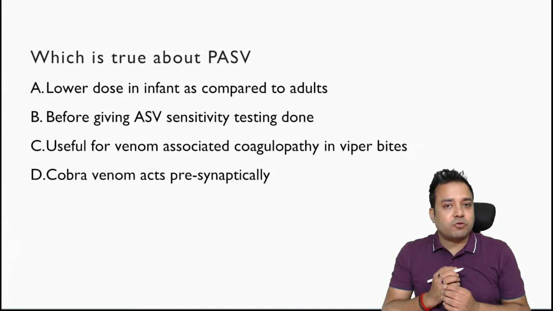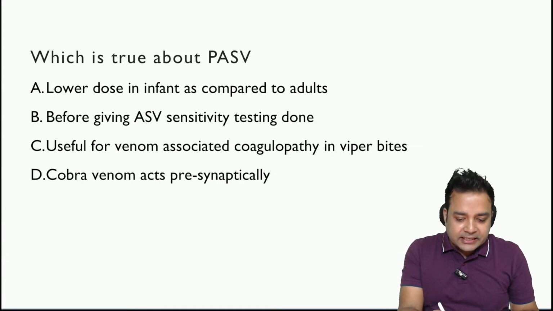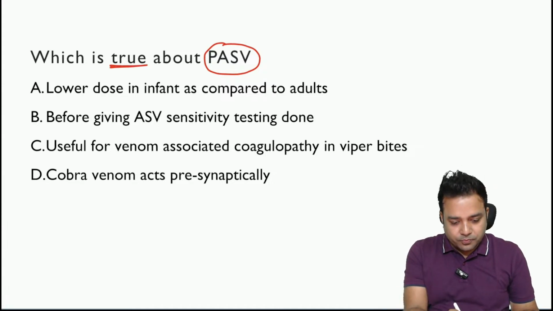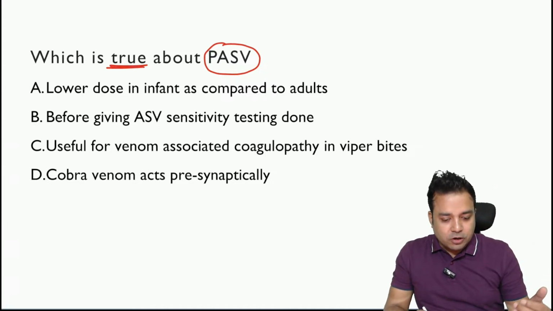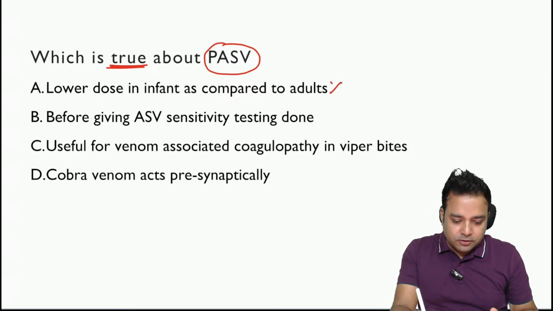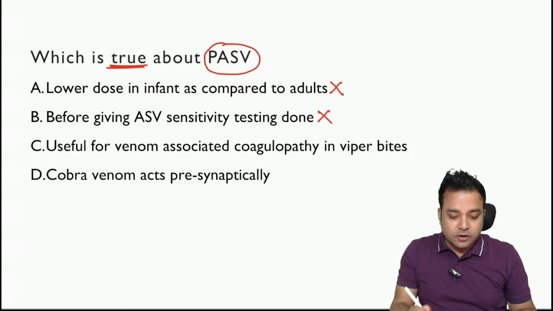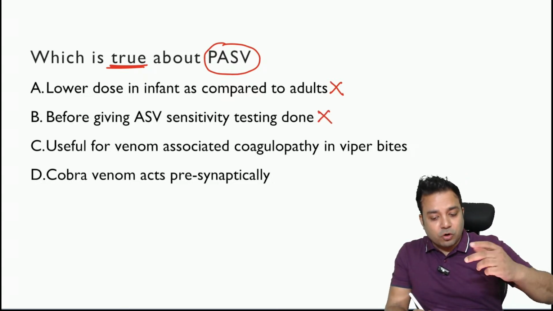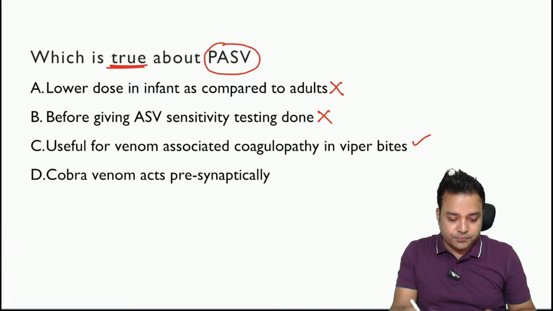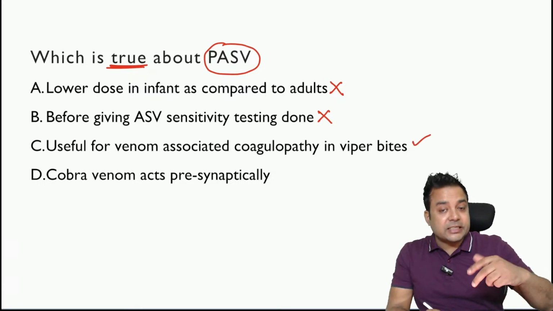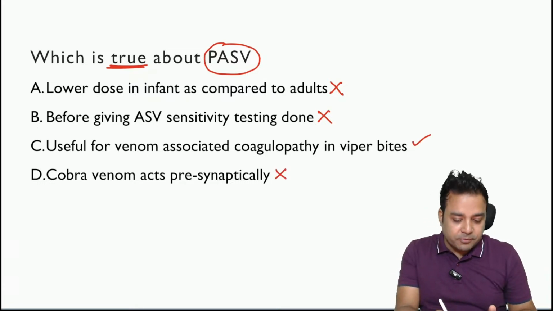Tell me the answer. What is true about PSV, polyvalent anti-snake venom? Let us see the options. Lower dose in infants as compared to adults: wrong. Before giving ASV, sensitivity testing is done: wrong. Useful for venom-associated coagulopathy in viper bites: this is true. Cobra venom acts presynaptically: wrong. Cobra venom acts over the postsynaptic receptor area.